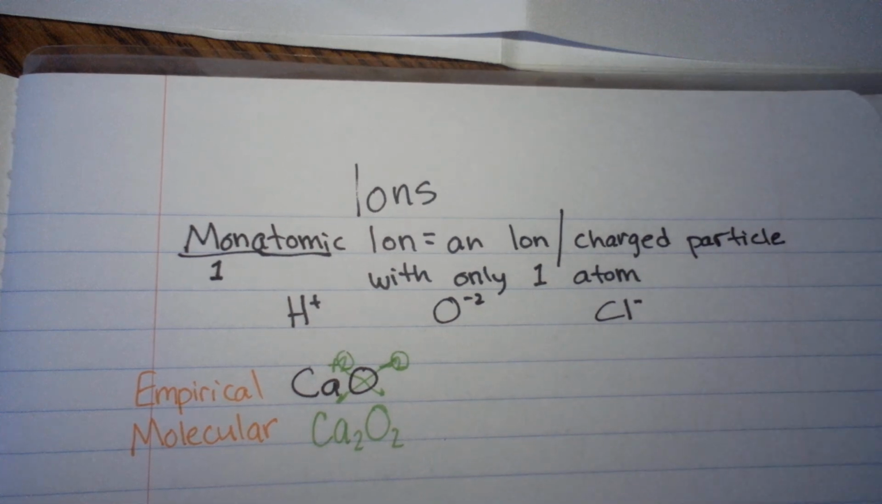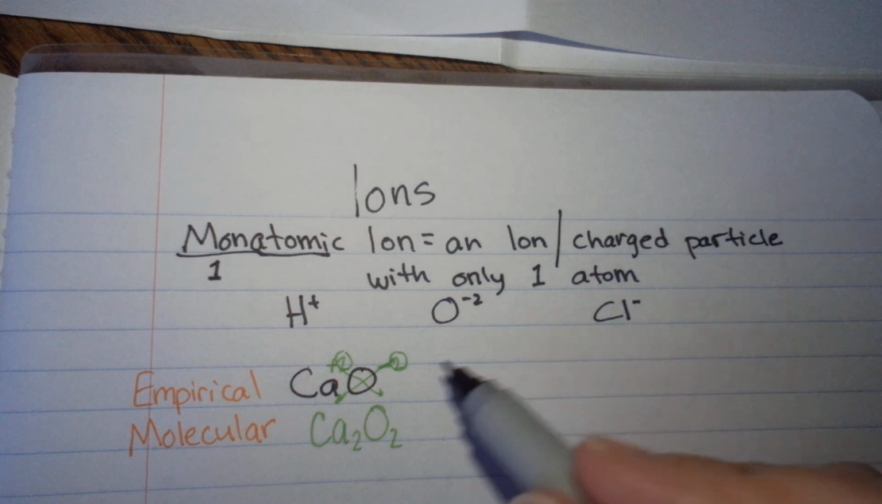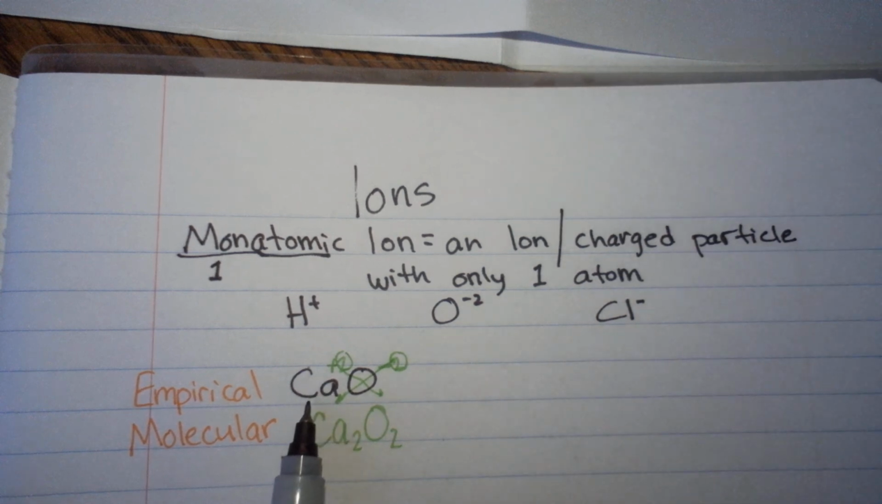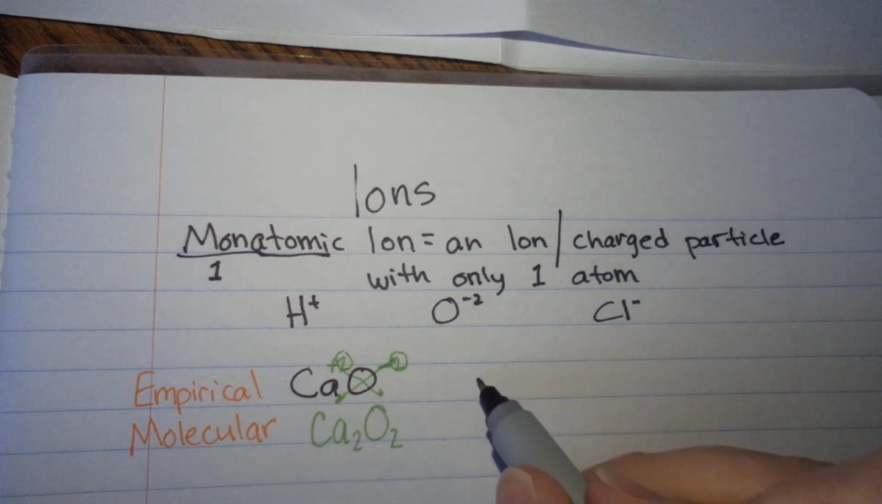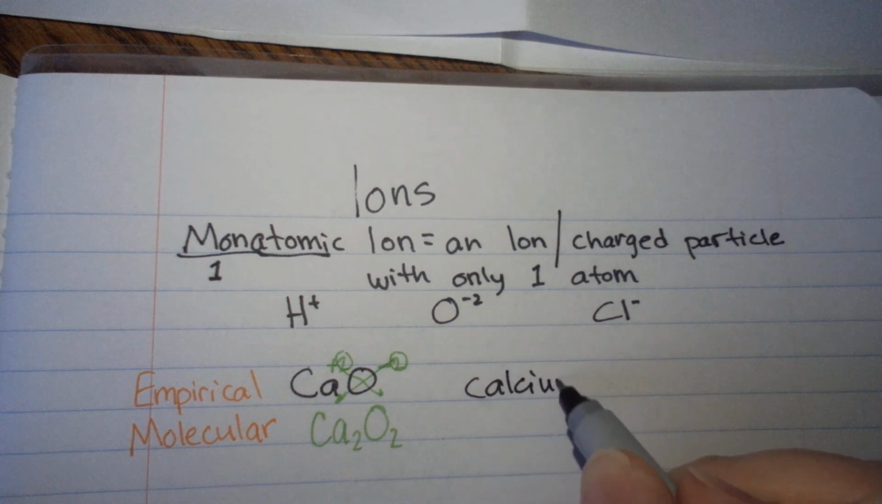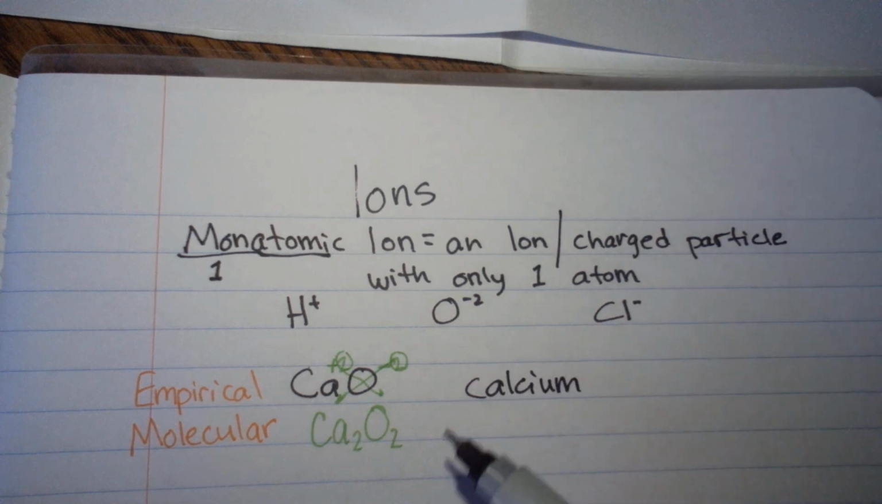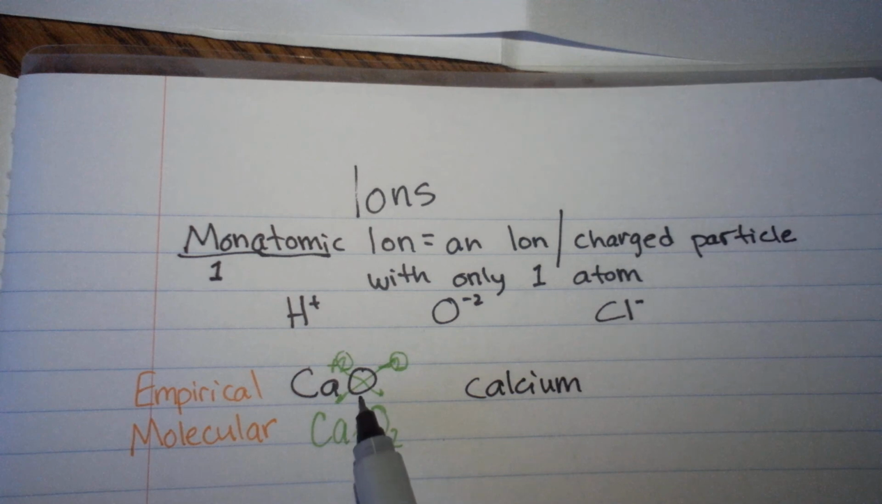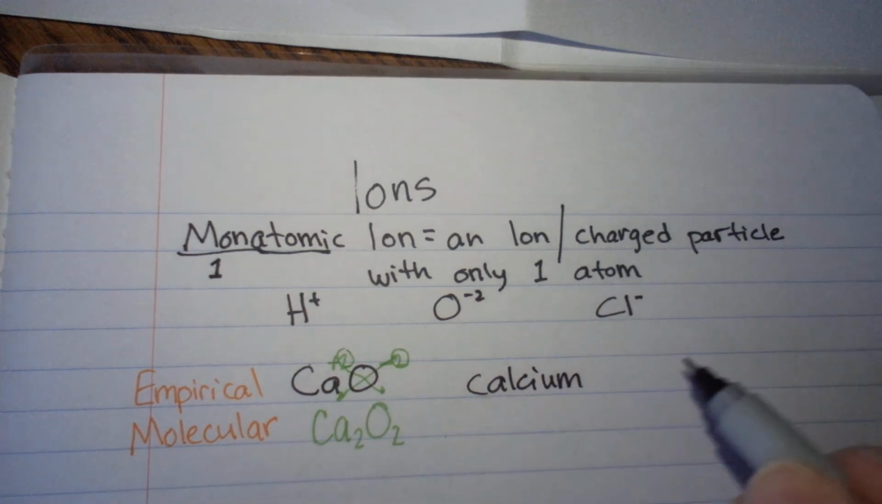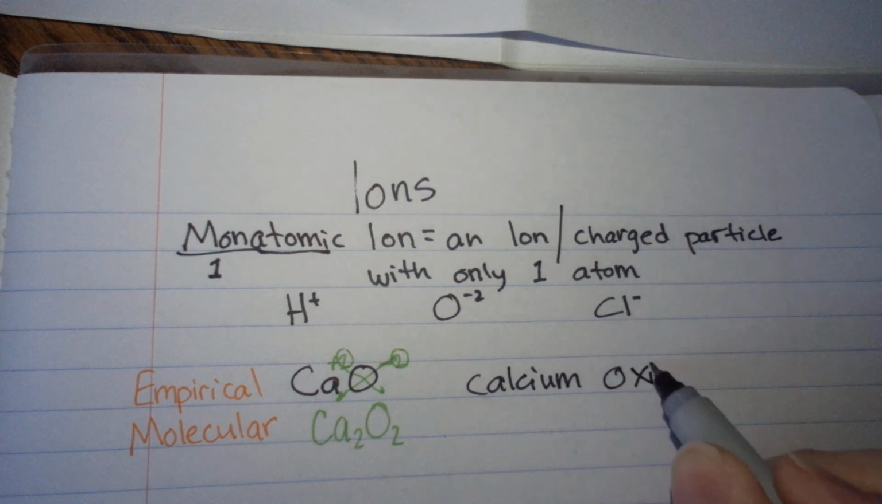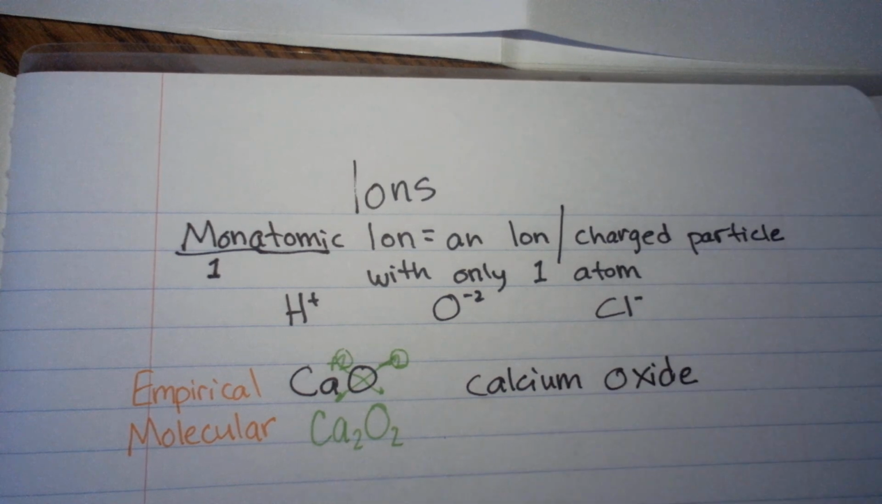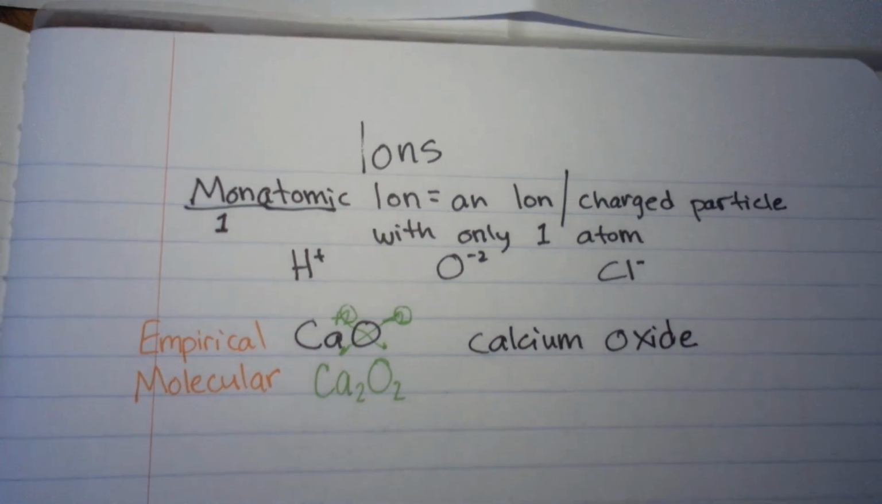So to push forward a little, what do we call this thing? Well, naming ions is actually extremely simple. The first thing you do is you say the first element, you say the cation's name. So in this case, it's calcium. And then you say the name of the second element, except you change the ending to "ide." So this one would be oxide. We'll write those rules down here in just a second.